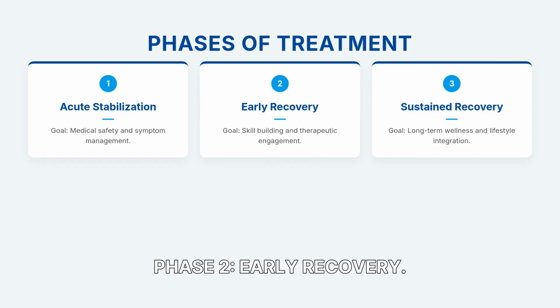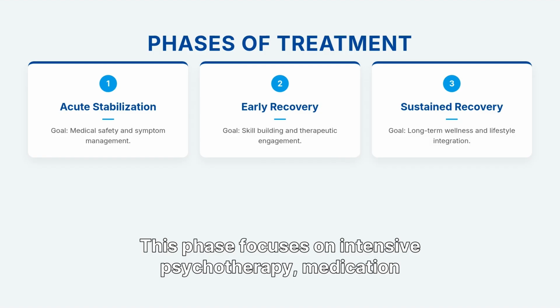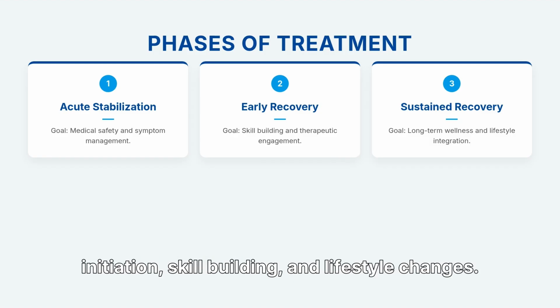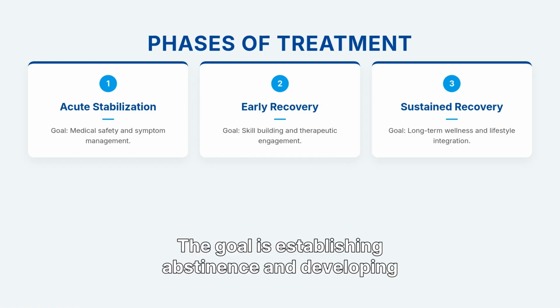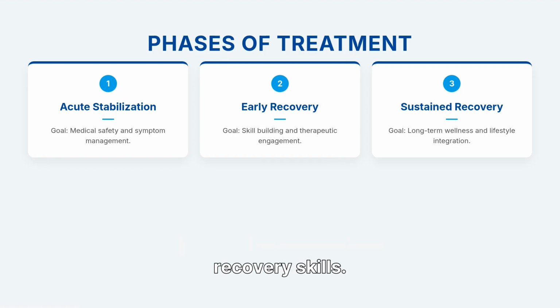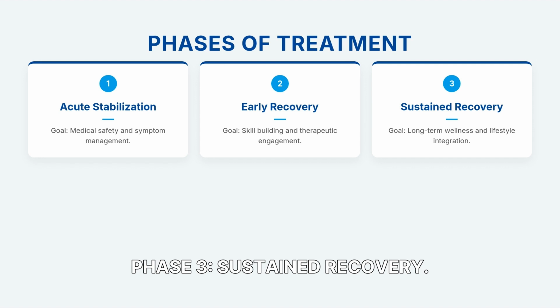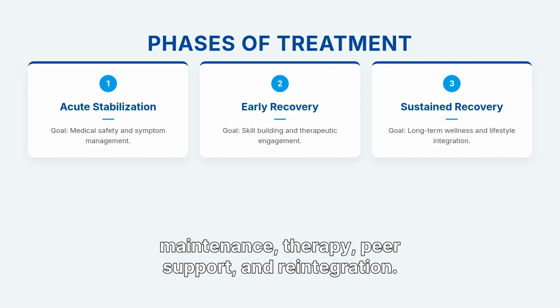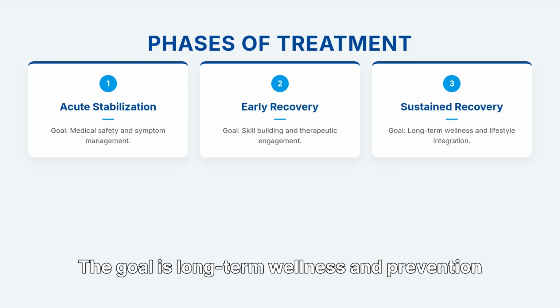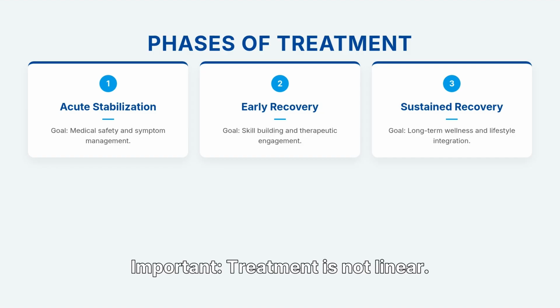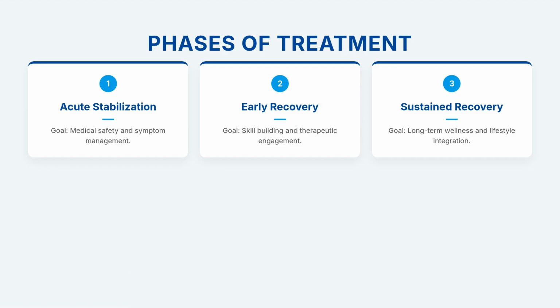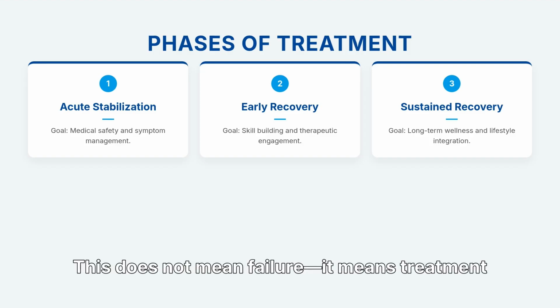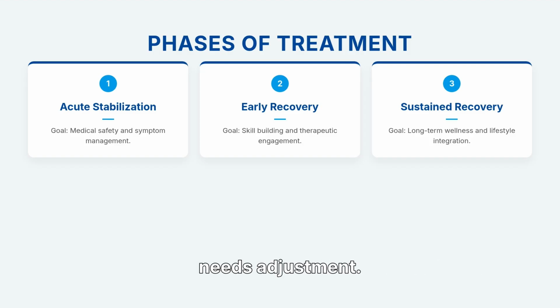Phase 2, early recovery. This phase focuses on intensive psychotherapy, medication initiation, skill building, and lifestyle changes. The goal is establishing abstinence and developing recovery skills. Phase 3, sustained recovery. This phase focuses on relapse prevention, medication maintenance, therapy, peer support, and reintegration. The goal is long-term wellness and prevention of relapse. Important: treatment is not linear. Relapse may occur. This does not mean failure, it means treatment needs adjustment.